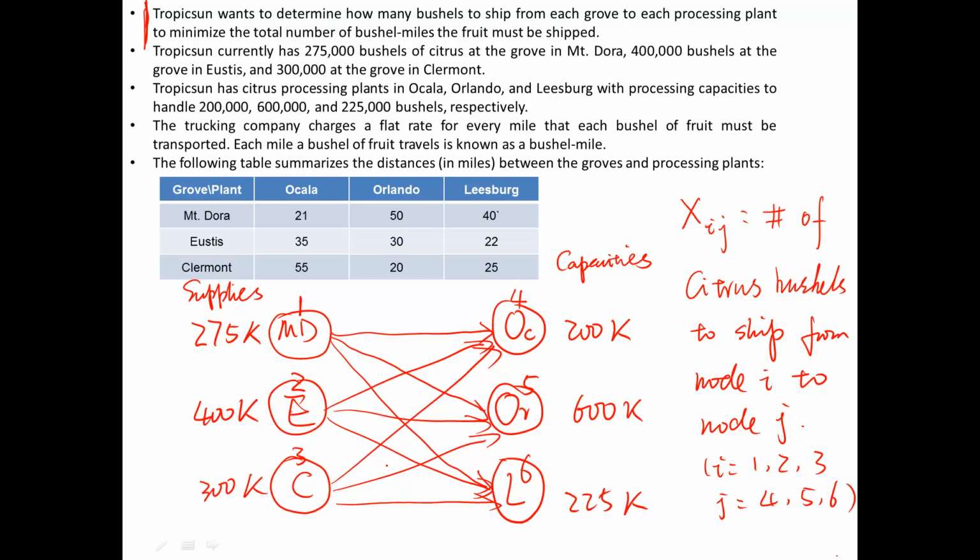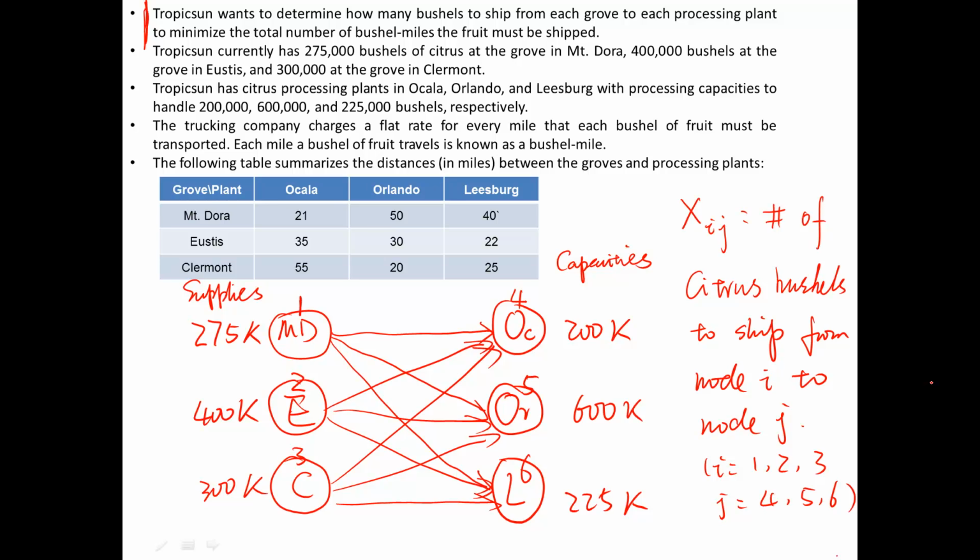Okay, so this is the first time that we use the subscript in defining decision variables. And in fact, using subscripts in defining decision variables is very helpful in many situations. And that's something I would like you to learn.